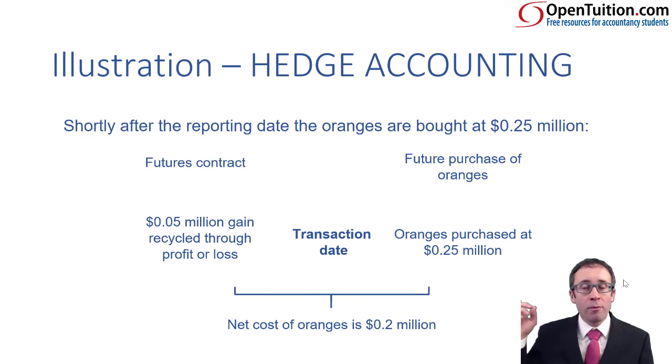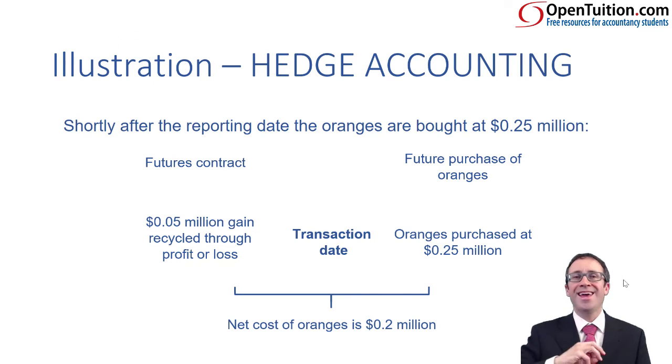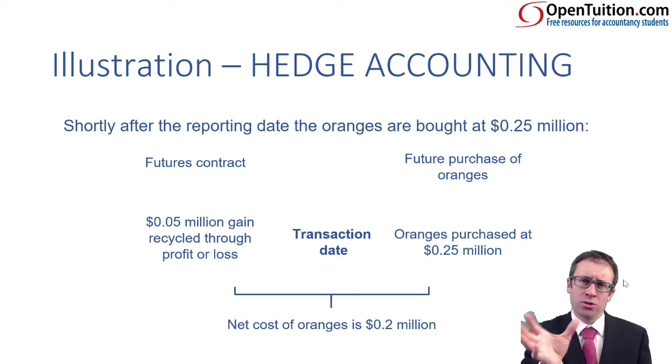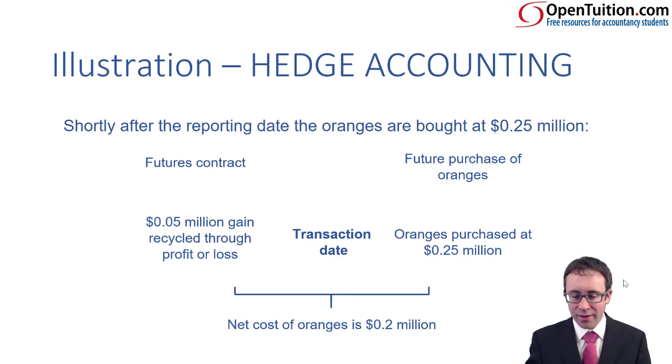The other point to note from this illustration is that this hedge is 100% effective. There is no ineffectiveness within it. Let's not talk about effectiveness and ineffectiveness, because that just complicates it. We are assuming that it is a 100% effective hedge. Everybody happy with what we have there?